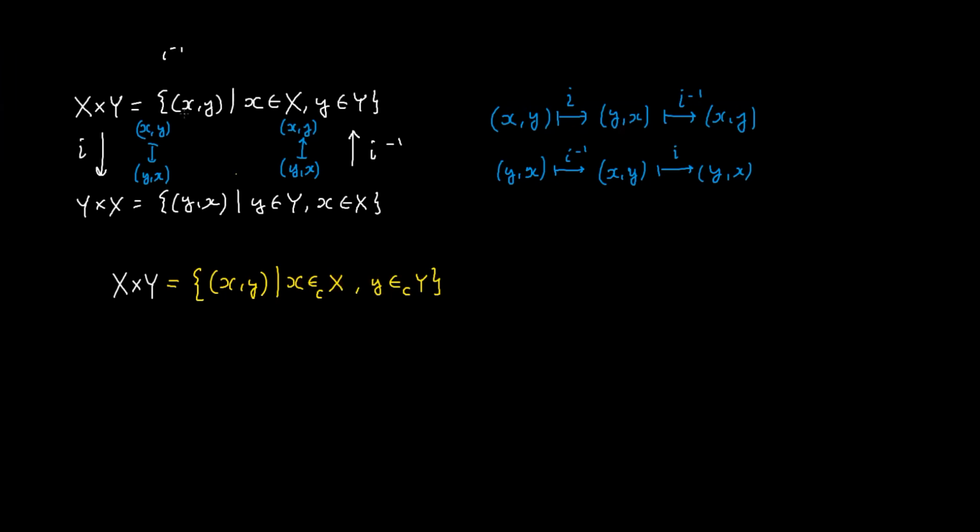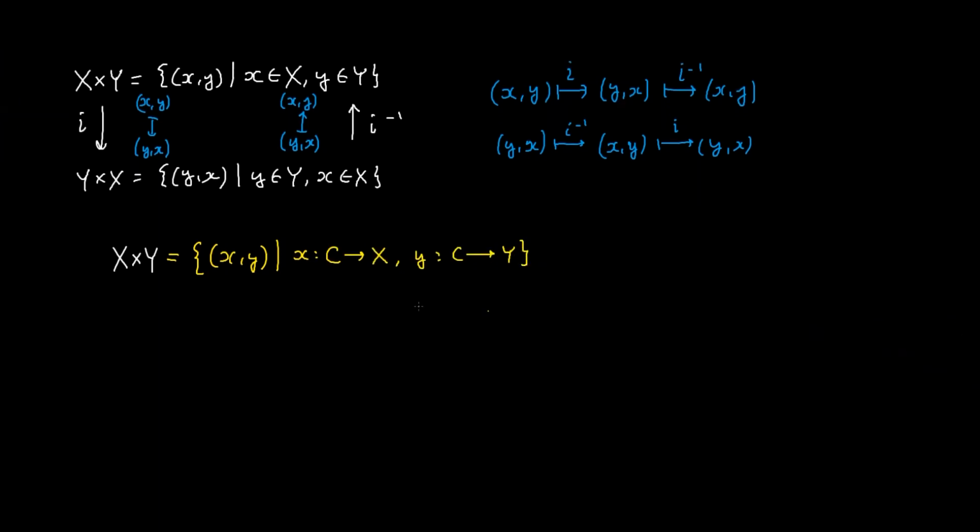So yeah, let me not introduce new notation, to make things a bit more straightforward. Let's write it the way we intended to write it. So x being a generalized element of X with parameter C means that x is an arrow from C to X, and y is an arrow from C to Y. So it's a set of ordered pairs of such arrows, and this is a generalized set.